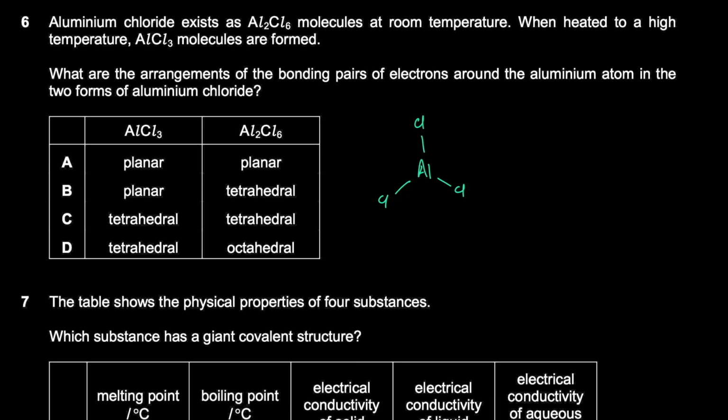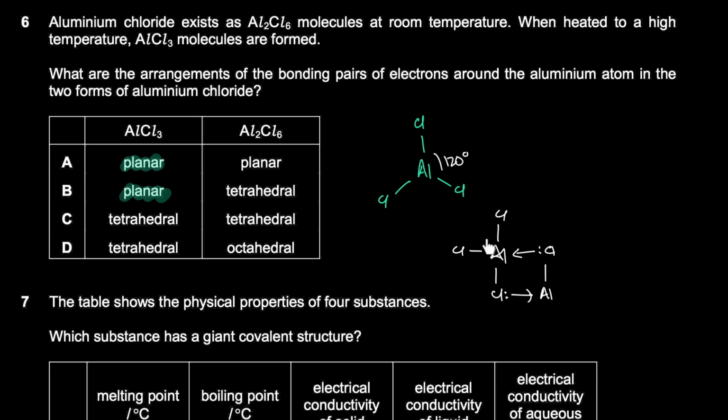So if we just have 3 atoms, we have a trigonal planar shape, and bond angles are 120 degrees. So AlCl3 must be planar. And then in Al2Cl6, we have something like this. Let me remind you guys, in Al2Cl6, the 2 AlCl3s are bonded together because we have the formation of dative bonds.